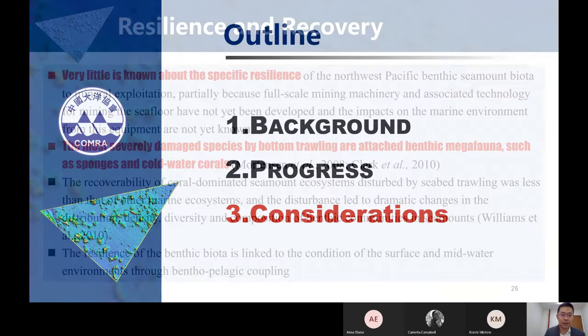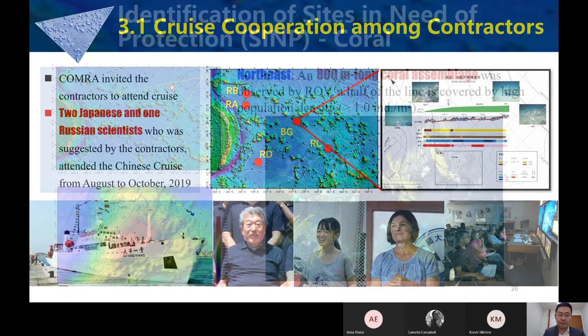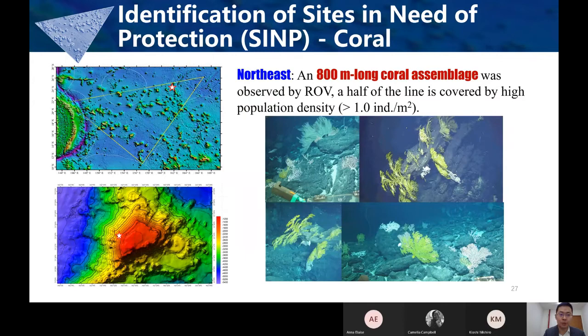considerations. COMRA invited the contractor to attend their cruise. In 2019, two Japanese scientists and one Russian scientist who was suggested by the contractor attended the Chinese cruise. We visited five seamounts in the Triangle area. Luckily, three sites in need of protection were identified.